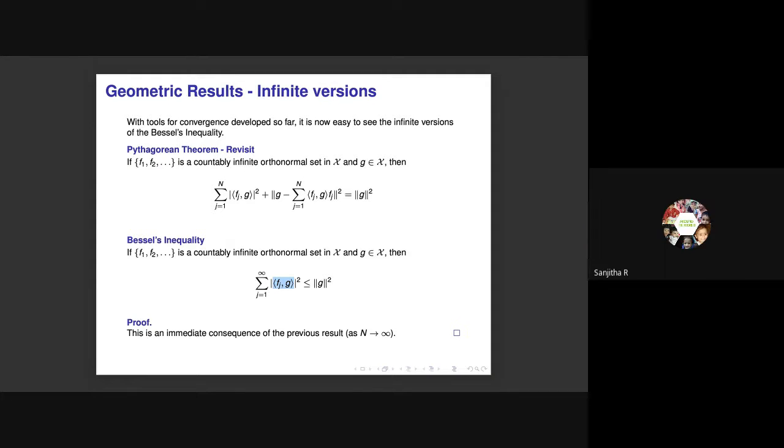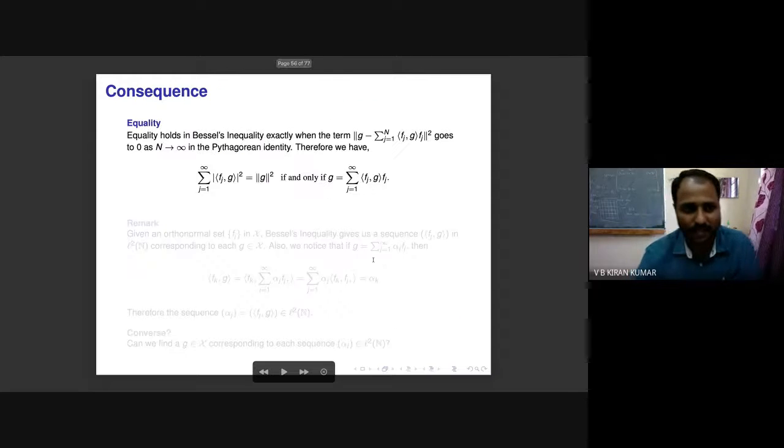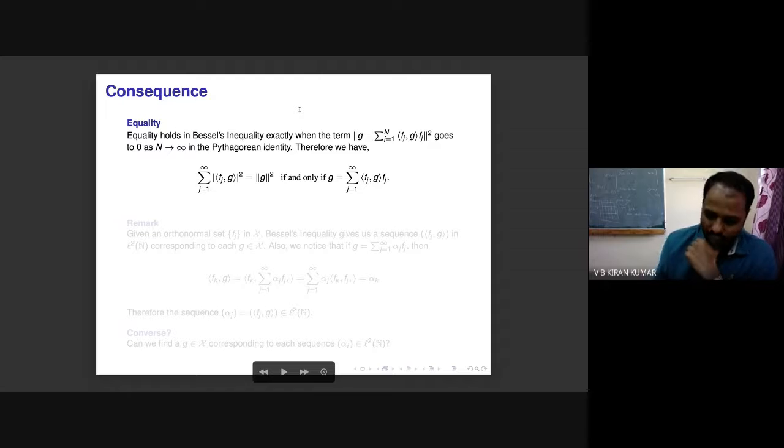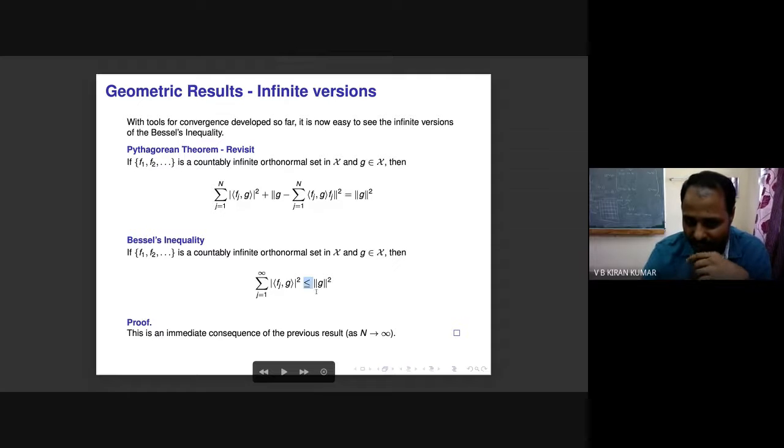So it's a square summable sequence. So what you obtained is that you start from a countably infinite orthonormal set in X. Then every g in X will give you an element in small l2. That's the thing. So now the question is, when do you have equality here? Suppose you have equality here.